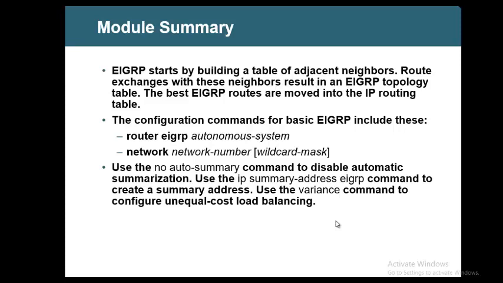In the newer version, we have some additional features, though the basics are the same. A new approach you will see: instead of an autonomous system number, you can give a name here, like a process ID, and you have an option of configuring the autonomous system inside. There are various new things that got added, the new approach in EIGRP, which we'll be seeing in the next class.